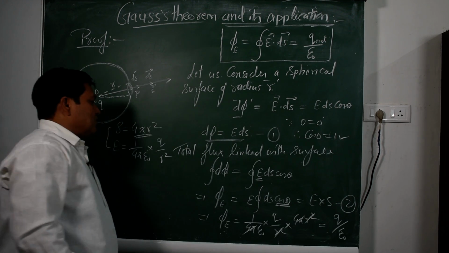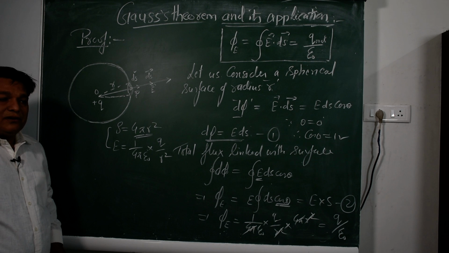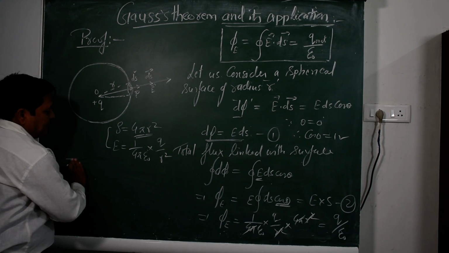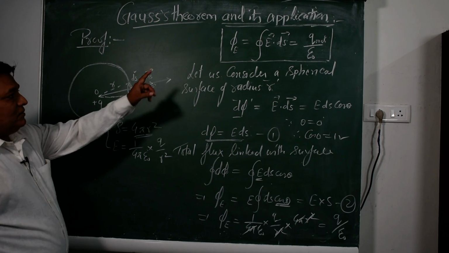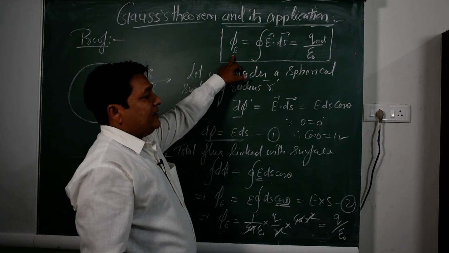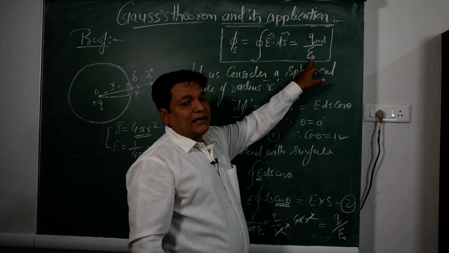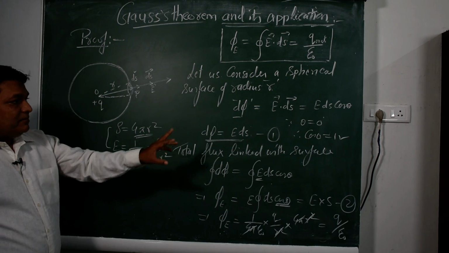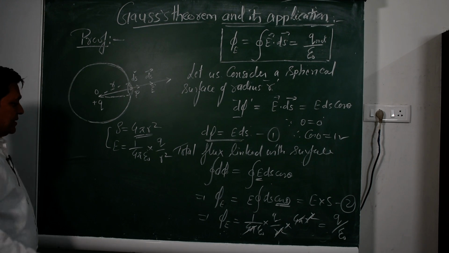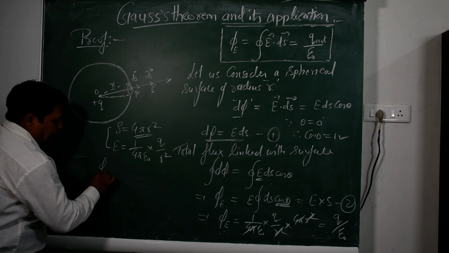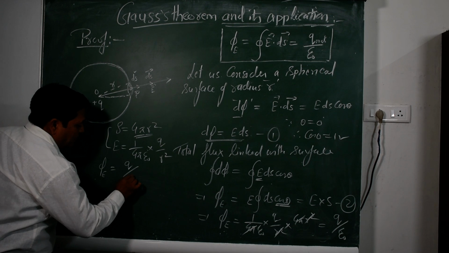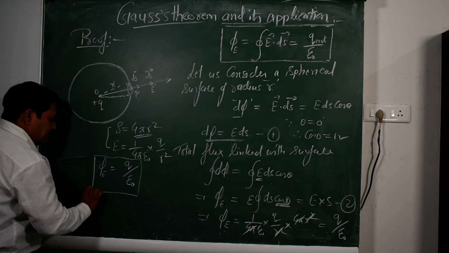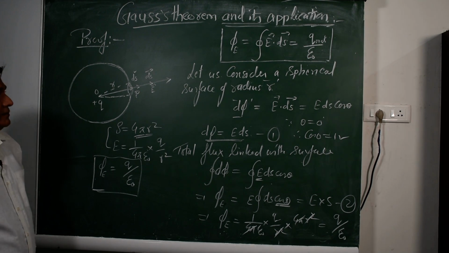It means that the total flux linked with the surface is equal to Q upon epsilon naught, and this is only the Gauss theorem or Gauss law. You see here phi of E is equal to Q upon epsilon naught. The net charge enclosed in a surface is Q, so Q upon epsilon naught here. So the final value, phi of E, is equal to Q upon epsilon naught, and this is the Gauss law only.